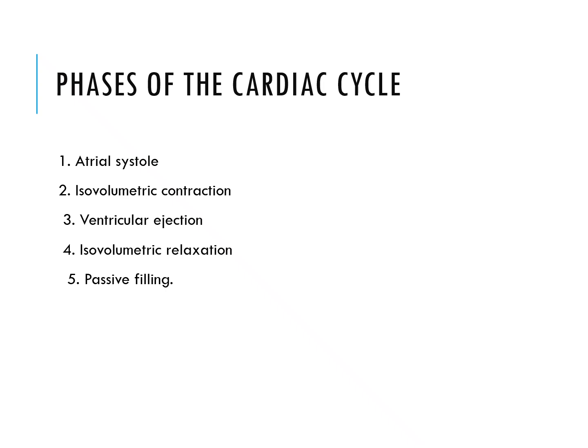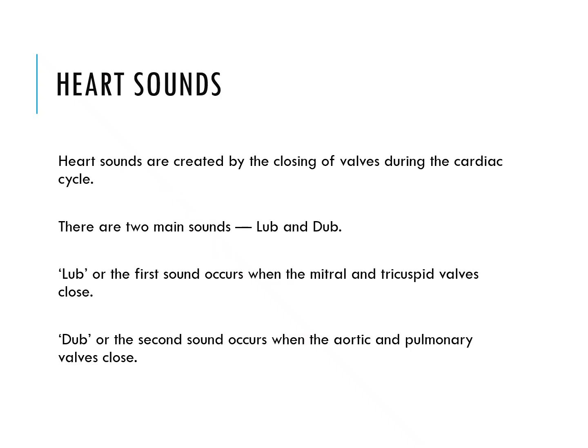Let's move on to the next slide to understand the heart sounds. Heart sounds are produced by the closing of valves during the cardiac cycle. There are two main sounds, lub and dub. The first sound, lub or S1, is caused by closure of the atrioventricular valves, and the second sound, dub or S2, occurs when the semilunar valves, the aortic and pulmonary valves, get closed.